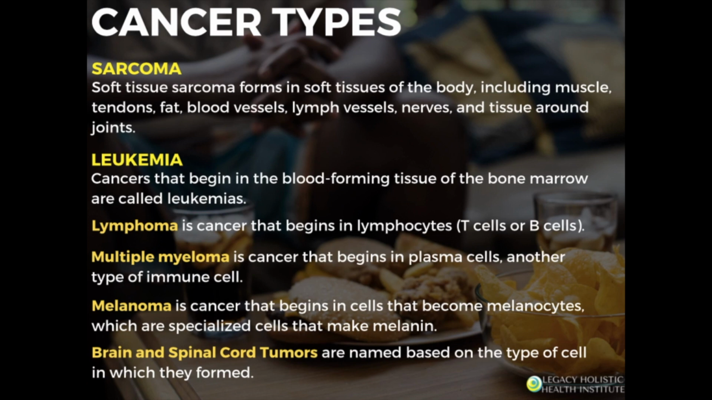There are more than 100 different types of cancer, so keep that in mind. And the types of cancer are usually named for the organs that the cancer forms in. Now, sarcoma forms in soft tissue of the body, including muscles, tendons, fat, blood vessels, lymph vessels, nerves, and tissue around the joints. Sarcomas are cancers that form in bone and soft tissues, including muscles, fat, lymph vessels, fibrous tissue, and tendons and ligaments.